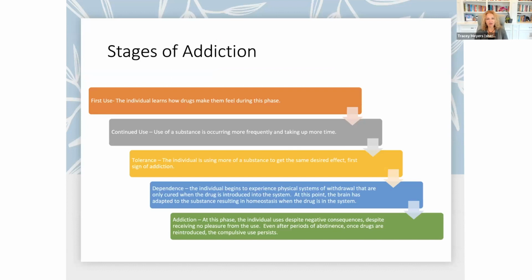So, stages of addiction: we have first use, how an individual learns to use drugs and how it makes them feel. Then continued use, using it more frequently, which takes more and more time. And then tolerance, and this is one of those early signs of a true substance use issue, right? More use of a substance to get the same desired effect. Dependence, where a person has physical symptoms of withdrawal and only can be essentially cured when they have more of that substance. So the brain is now actually dependent on the substance. It's needing the substance to regulate. And finally, addiction, a person's using despite the negative consequences.